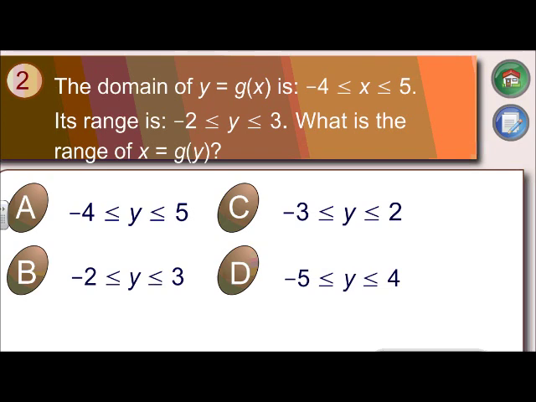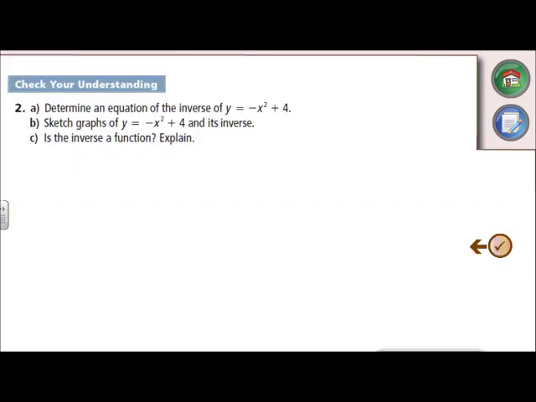All right, question number 2 there. Hey, there's your original domain and your original range. What's the range of the inverse? All right, ready for number 2 now.